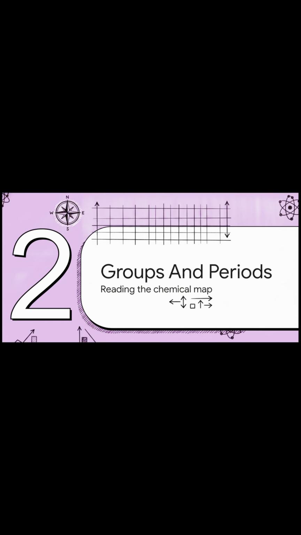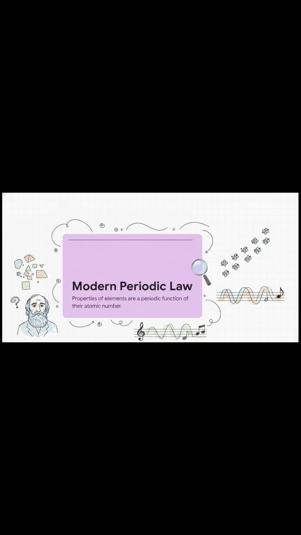Moving right along to Section 2, groups and periods explained. Let's break down the basic structure and see how we actually read this chemical map. So, past scientists like Mendeleev originally tried organizing the elements by their atomic mass. And, well, that led to a lot of errors and mismatches. But the modern table brilliantly arranges elements by their increasing atomic number, meaning the number of protons they have.